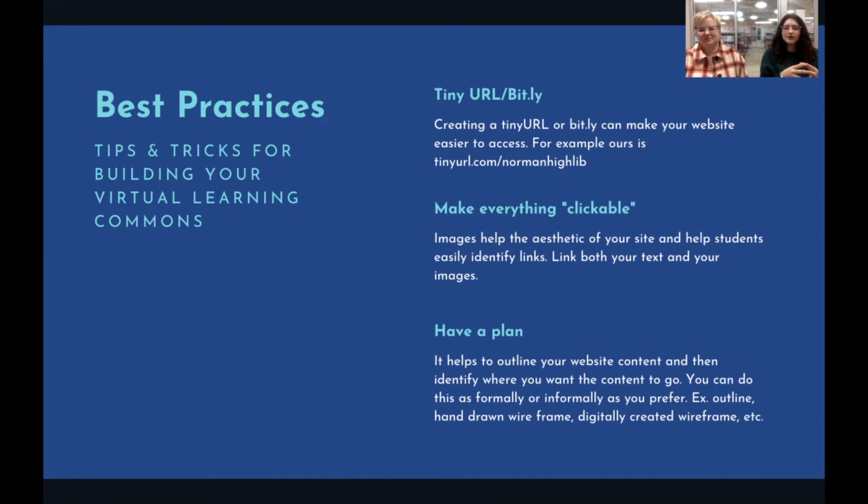It helps to outline your website content and then identify where you want that content to go. You can do this as formally or as informally as you prefer. You can just have a basic outline, a hand-drawn wireframe, which is just an example of what your website will look like, or a digitally created wireframe, etc. I think when we did it, we already had a website, so we were identifying what pieces we wanted to keep and what we wanted to change. I think we had a combination of a handwritten outline and a hand-drawn wireframe. I'm very visual, so I needed to see those spaces. And we did it page by page once we had that big outline.